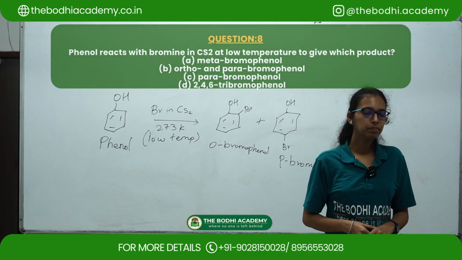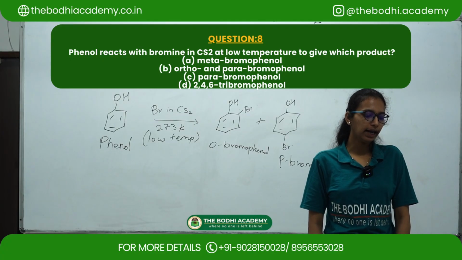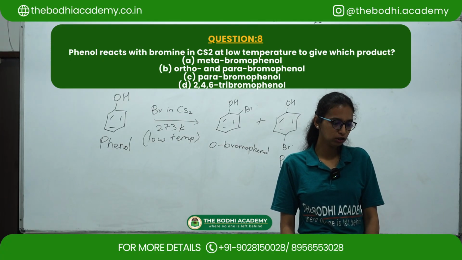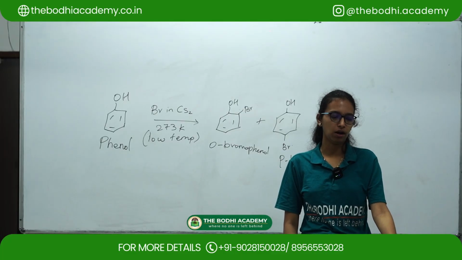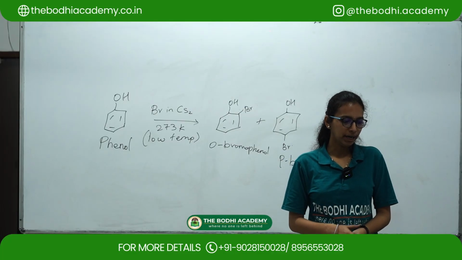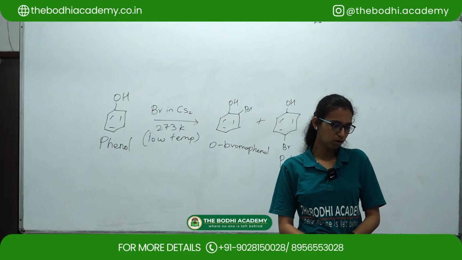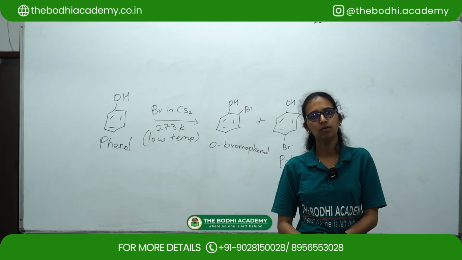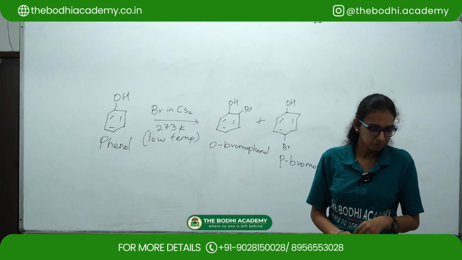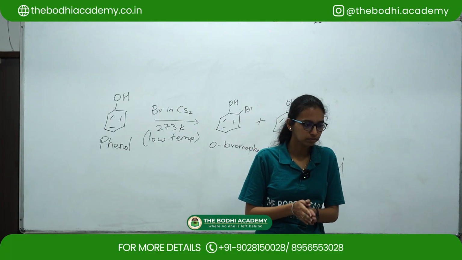Now it is an MCQ kind of question. Phenol reacts with bromine in CS2 at low temperature to give which product? Options: meta-bromophenol, ortho and para-bromophenol, and the last option, 2,4,6-tribromophenol. You can pause the video and think what could be the answer.